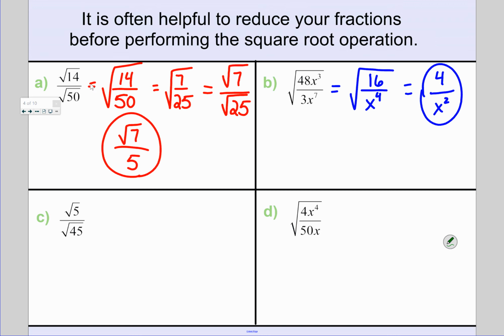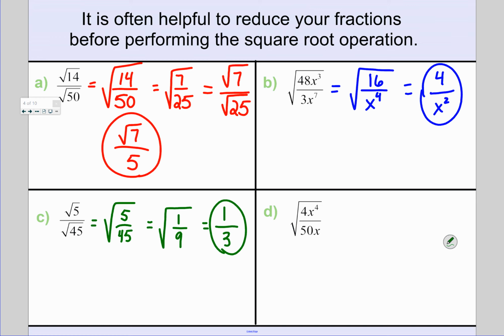Okay, hopefully at this point you now have simplified expressions for C and D. Let's check our answers. For this one, I have the square root of 5 over the square root of 45. I'm going to rewrite that as 5 over 45 under 1 radical sign, and then I'm just going to rewrite that as the square root of 1 over 9. And I can do this because the square root of 1 is 1, so the numerator is now 1, and the square root of 9 is 3, so that's my simplified expression.